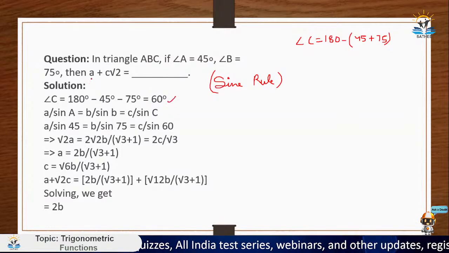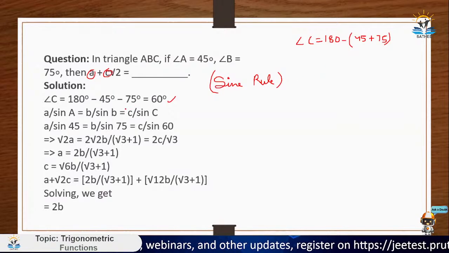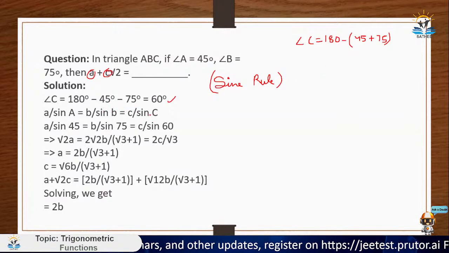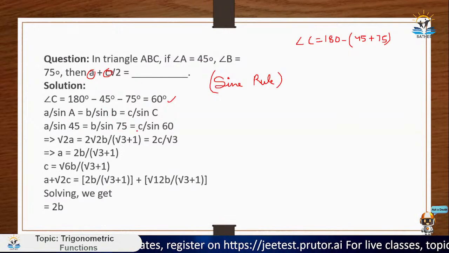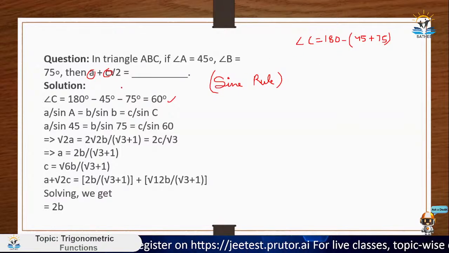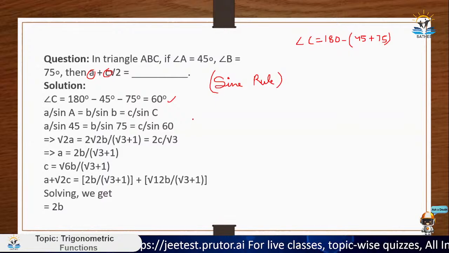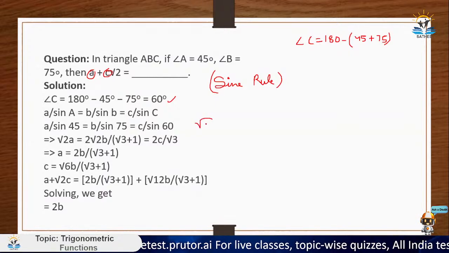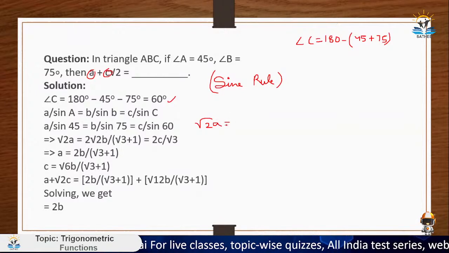So now since we have to calculate the answer in terms of sides, we know that for going from angle to side, we use the sine rule, which is a upon sin A is equal to b upon sin B is equal to c upon sin C. So I use this rule. A is 45, so a upon sin 45. B is 75, so b upon sin 75, and C is 60 degrees, so c upon sin 60. Okay, so sin 45 is 1 by root 2. So you will get root 2 a equal to b upon sin B.